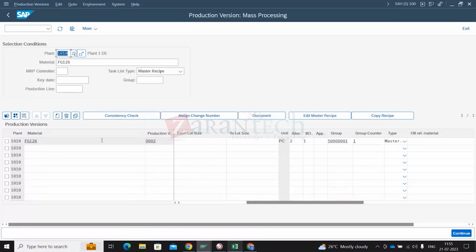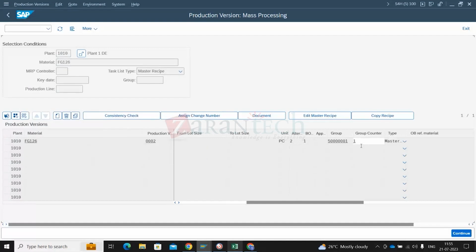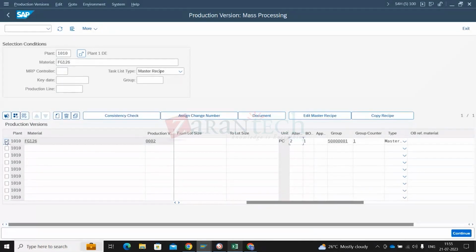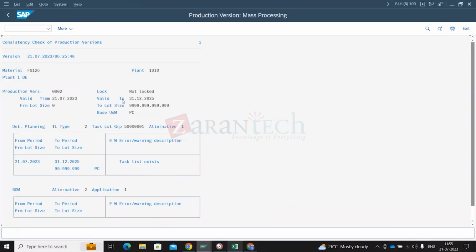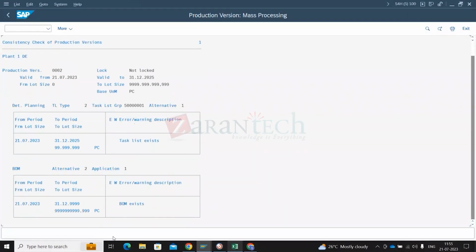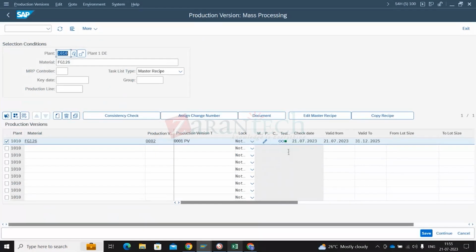Okay, so here is our production version, correct? From here itself, if you double click on the BOM, you can redirect to the BOM, and if you double click on the recipe, you can redirect to the recipe. But what is important for us is this tested part, which should be green always. Click on consistency check and see whether everything is fine or you're getting any errors or warnings. So looks like there is no error or warning for us, right? Otherwise it highlights the task list or BOM. See, BOM exists. Task list exists. If it doesn't come with this message, then there is a problem. And now it is green.